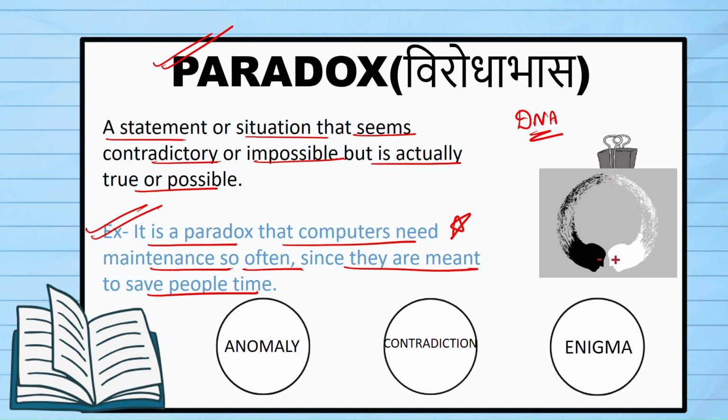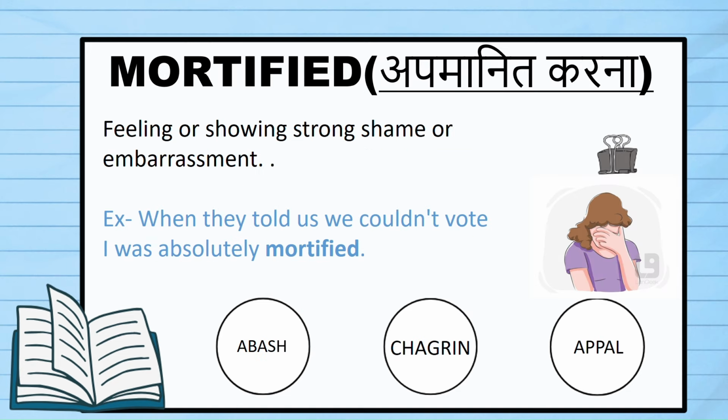So this sentence might help you a lot. Read it again if you are not able to understand the meaning of it. Coming to the synonyms, we have anomaly, the word that we just discussed, and then you have contradiction and enigma. Enigma here is important. Anomaly we already discussed. Next word we have is mortified. Mortified means feeling or showing strong shame or embarrassment. It might be something you've done, might be something you've seen, you could be very embarrassed. That means you're very mortified. So you can use this word in your daily vocab also.